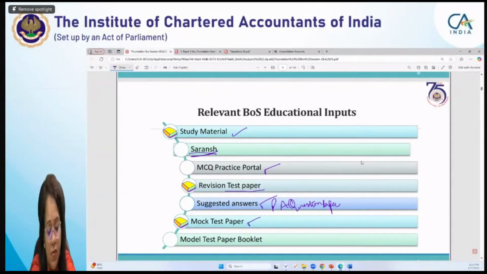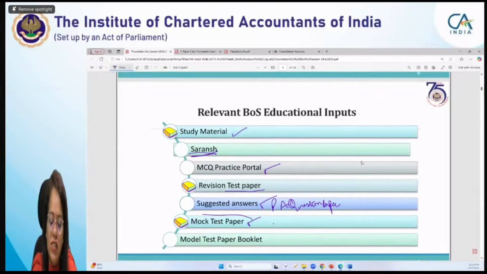We have the mock test paper. One mock test paper has already been conducted for this attempt. Another mock test paper is on the way. It will be on 5th May. So if you can, go to the nearest branch and take that. Otherwise you can download it from the ICAI website after 5th May, and then you can solve the paper.